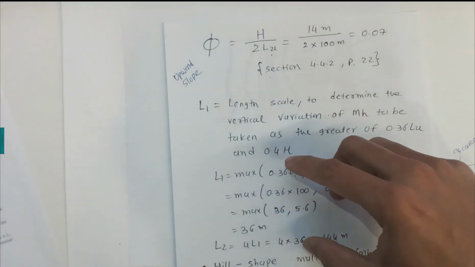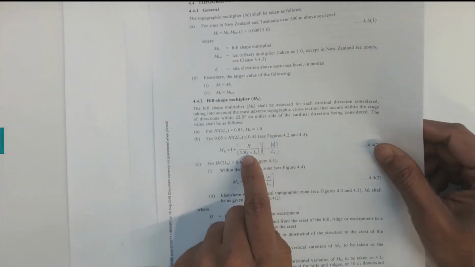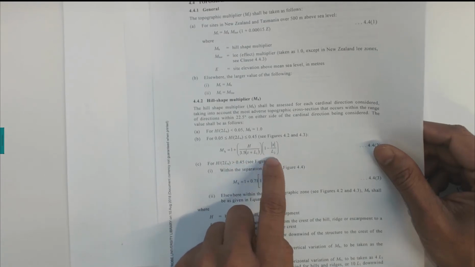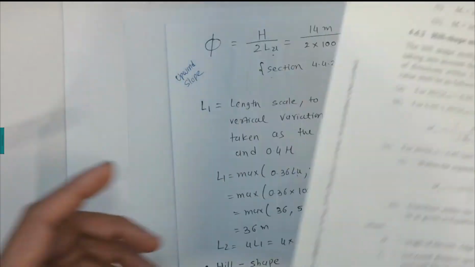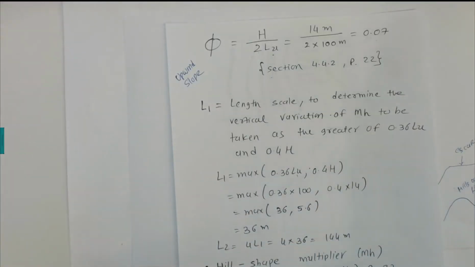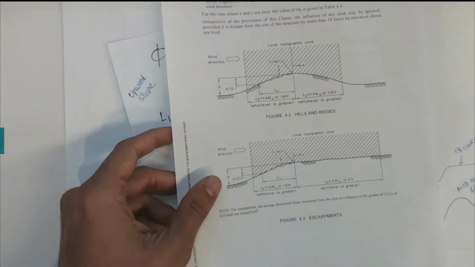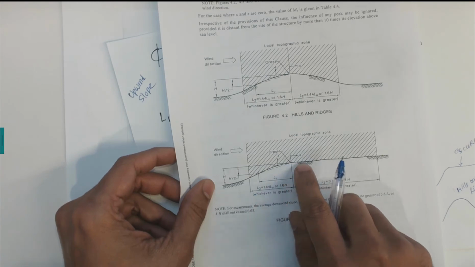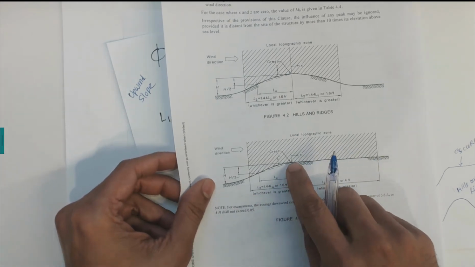Now to calculate the MH, we know the value of H. Z is the height of the building, which is 5.25 meters. L1 and L2 we don't know, that we're going to calculate here. And the distance X. What is distance X? I can show it in the figure. So distance X is the distance from the crest to the location of the building. Our building is located on the crest, so our X distance is 0.